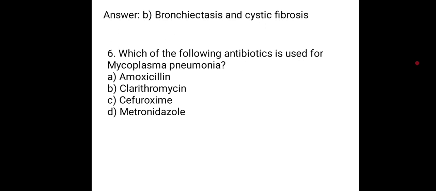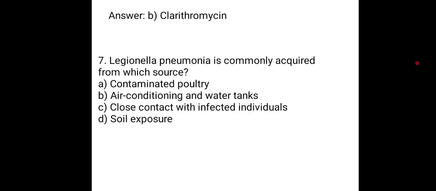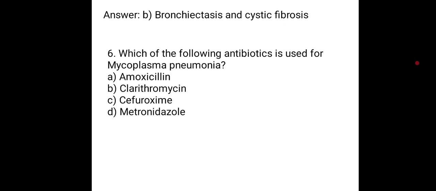Which of the following antibiotics is used for Mycoplasma pneumoniae? A. Amoxicillin. B. Clarithromycin. C. Cefuroxime. D. Metronidazole. B. Clarithromycin is the antibiotic used for Mycoplasma pneumoniae.